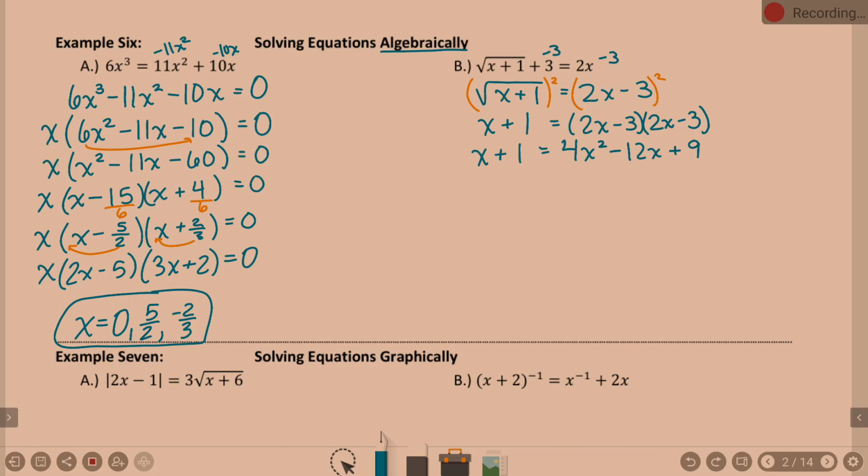Okay, now what? Equal to 0. Oh, wait, x plus 1 over. Okay, let's make this equal to 0. And as we make this equal to 0, easiest on me is going to be to subtract the x and subtract the 1 over, because I like to keep my x squared term positive. So 0 equals 4x squared minus 13x plus 8.